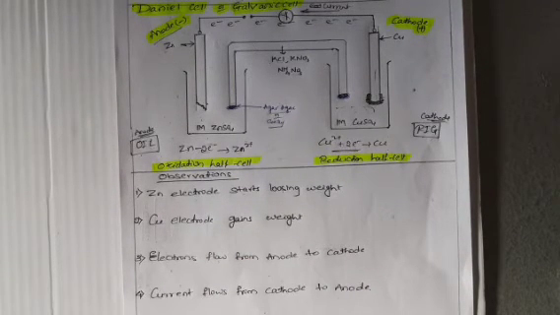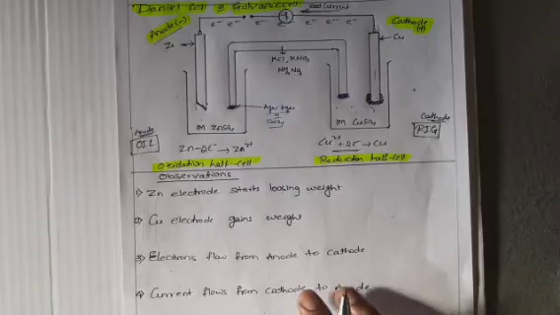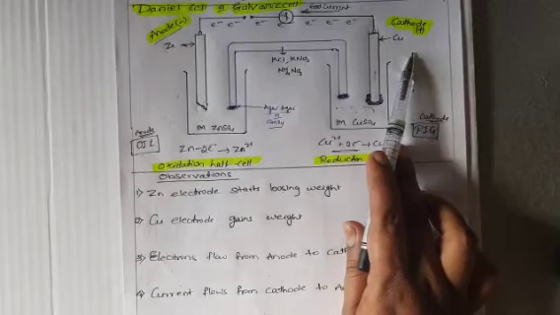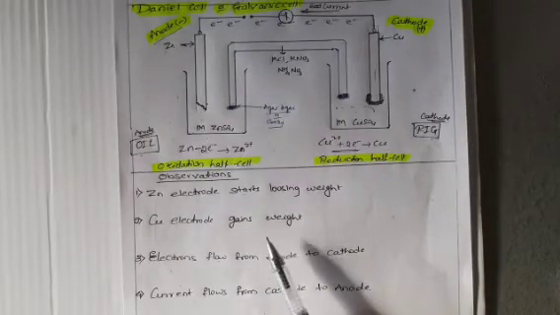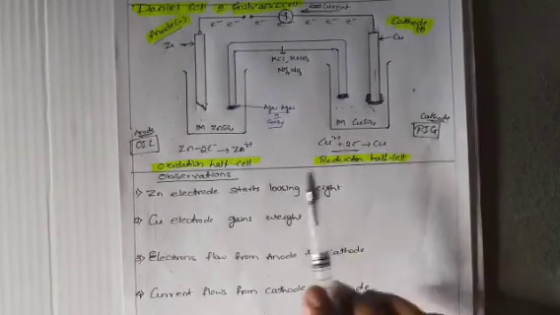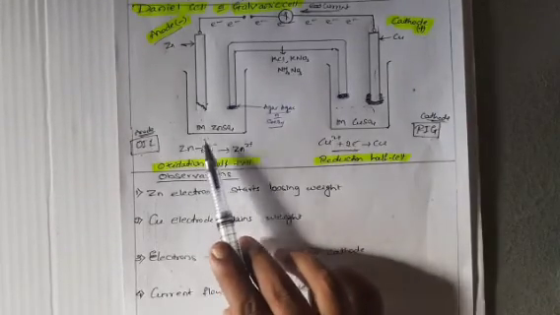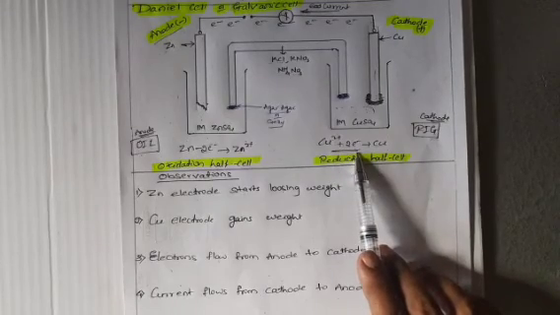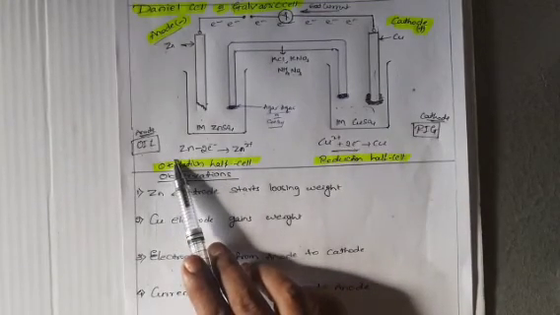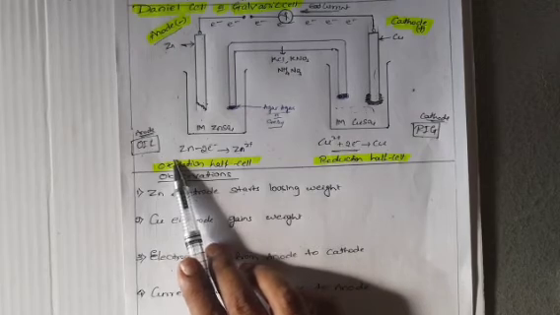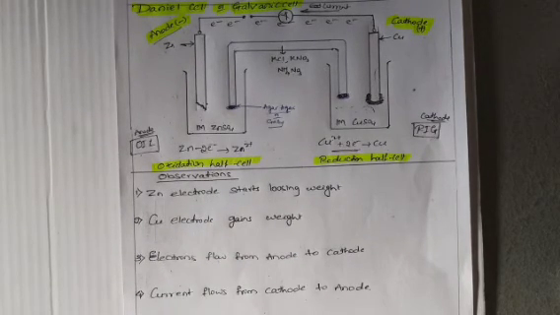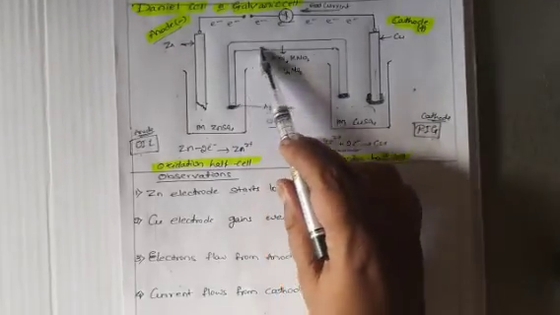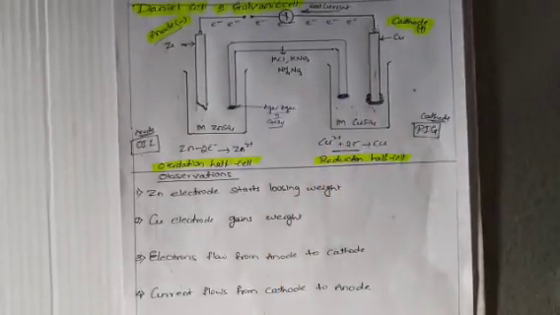Remember that in an electrochemical cell, the anode is negatively charged and the cathode is positively charged. Reduction takes place at the cathode and oxidation takes place at the anode. So the question will come from this part: what is the significance of this salt bridge? We will discuss that in the next section.